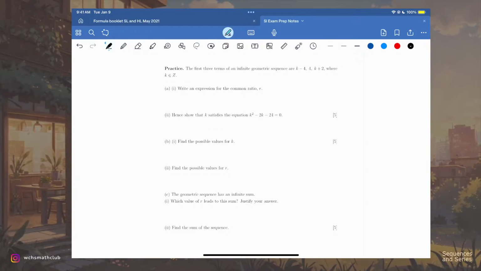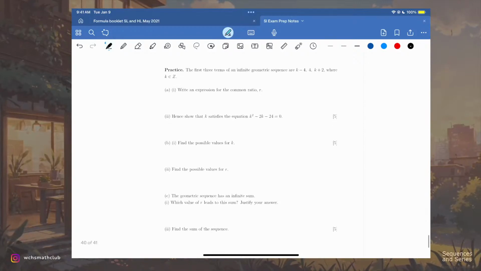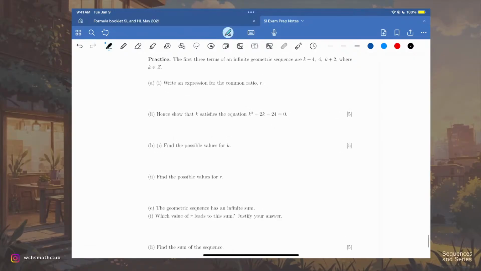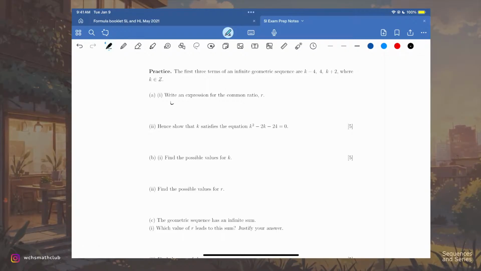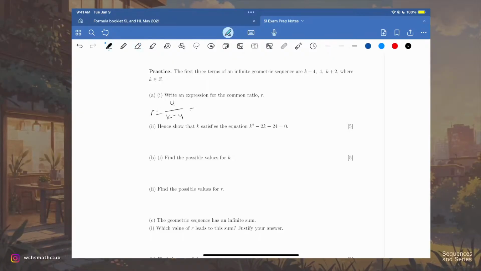Let's go over the solution for this practice problem. For part A(i), write an expression for the common ratio r. This could either be 4 over k minus 4, or it could be k plus 2 over 4. Either one will work.